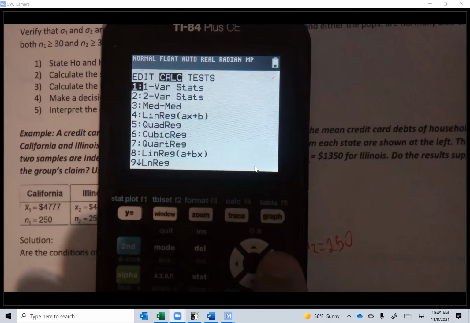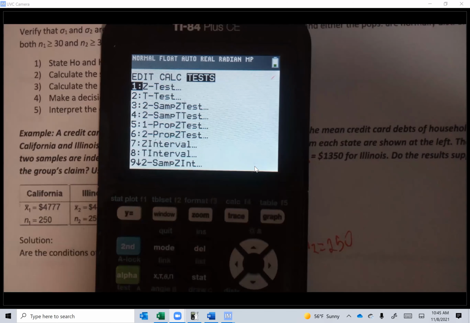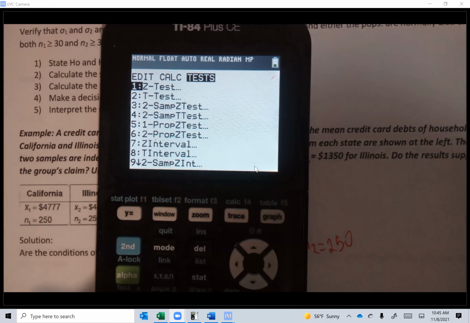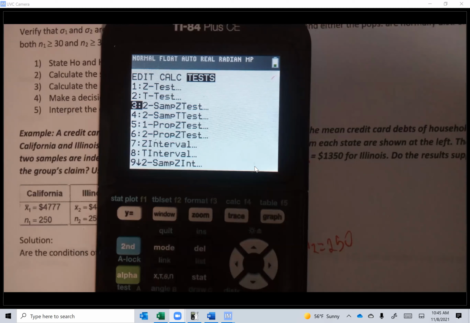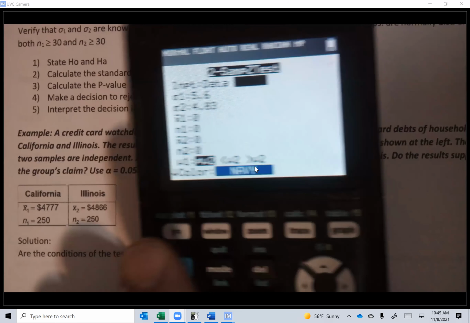Stat tests. Okay, guys, you see number 3, what it says? Two sample Z test. That's dedicated for section 8.1, when sigma 1 and sigma 2 are known and the conditions of the test are met. I don't have data, I have summary.